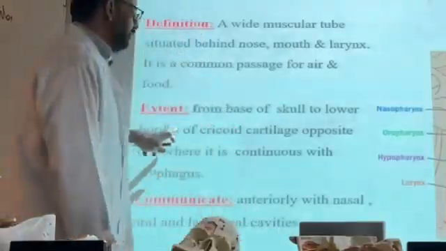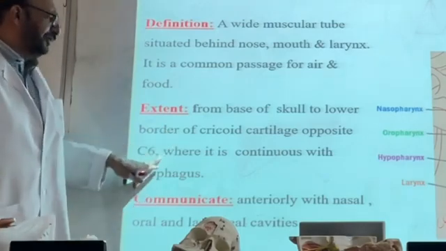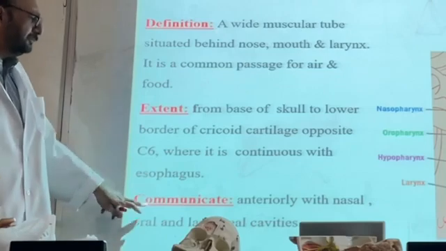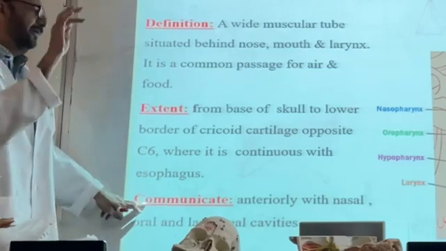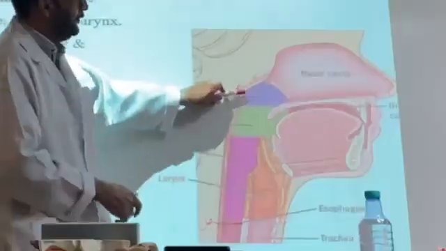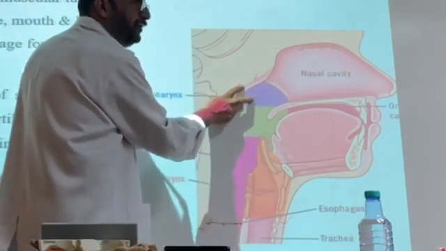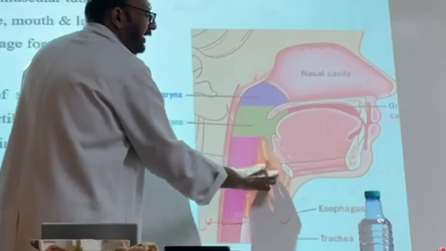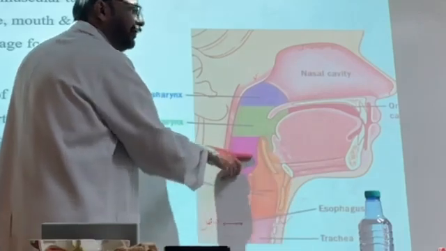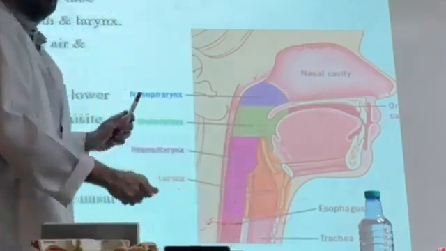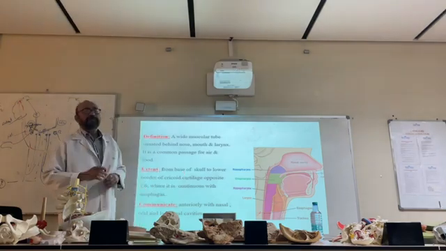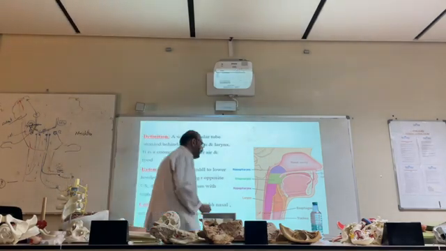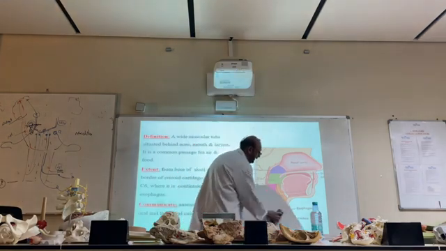From the base of the skull to the lower border of the cricoid cartilage, opposite C6, it continues as the esophagus. It communicates anteriorly with the nasal cavity; this part is known as the nasopharynx. This part communicates with the oral cavity: oropharynx. This part communicates with the laryngeal cavity: laryngopharynx, and down it continues as the esophagus. Good? The hypopharynx is the same as the laryngopharynx.